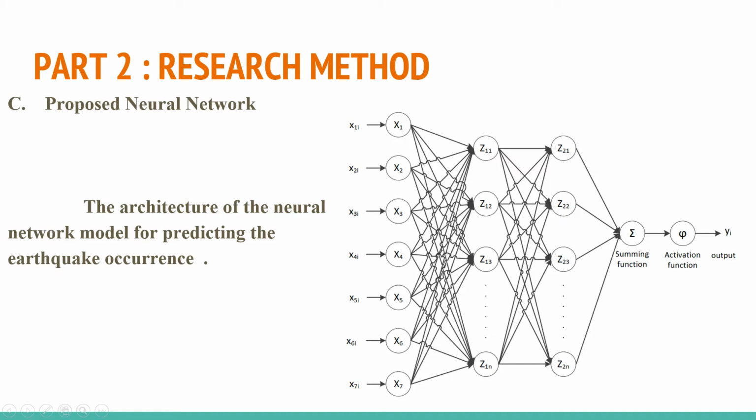Next, part 2, research method. C. Proposed neural network. This is the image of the architecture of the neural network model for predicting earthquake occurrence. The input neuron layer has 7 nodes representing the 7 seismicity indicators. They are used to recognize the pattern of earthquake occurrence. It can also be employed for predicting the nature of future events, as well as mitigation of earthquake risk. To find seismic parameters, firstly, the earthquake data should be clustered into small data groups based on the optimal number of clusters.